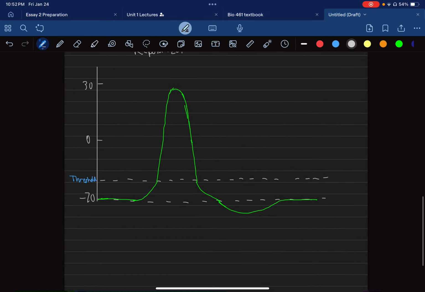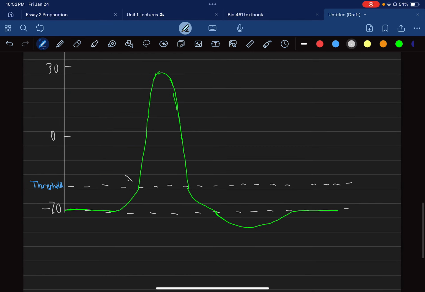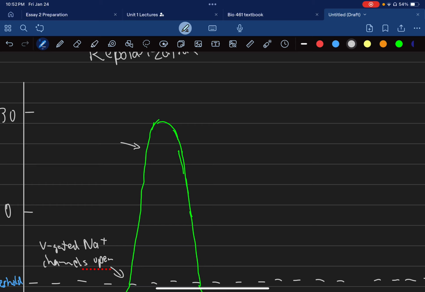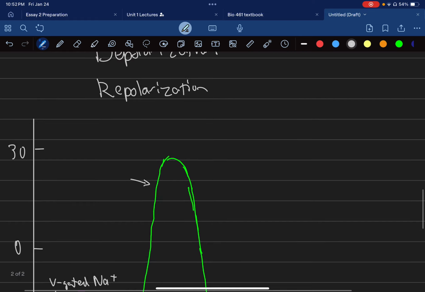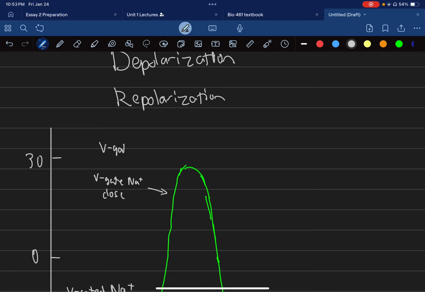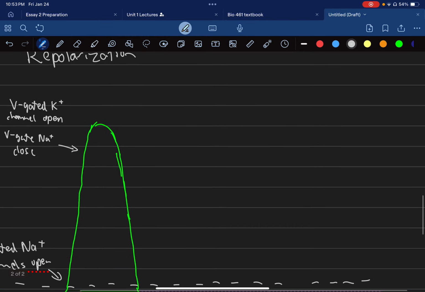Let's just go through each step here. So here, threshold is reached, and our voltage gated sodium channels are going to be opened. As we reach the top of the action potential and the top of depolarization, the voltage gated sodium channels are going to close. And we're going to have voltage gated potassium channels open. And that's to restore the negative charge of the cell. As they do that, it's going to cause this decrease here.